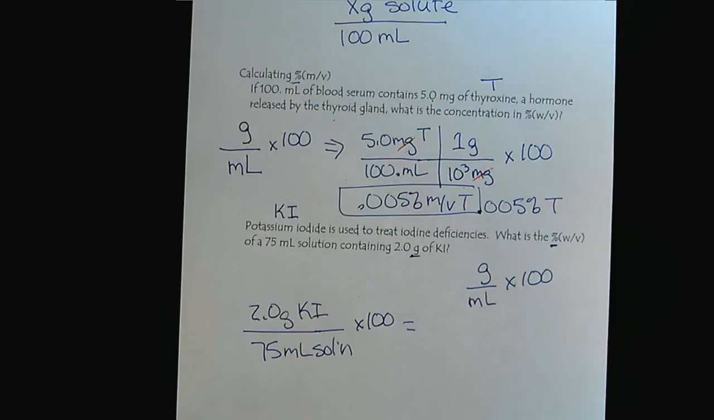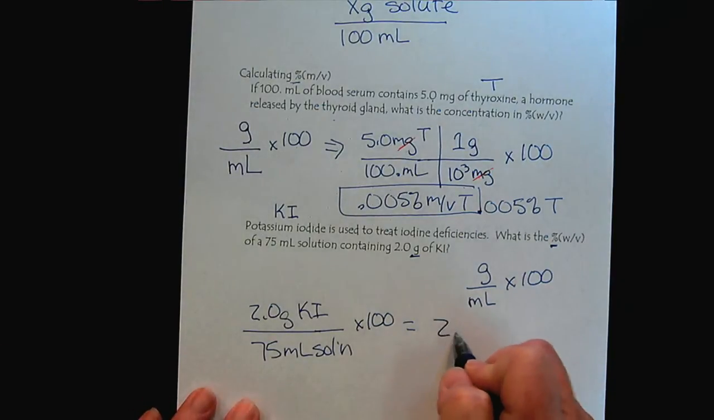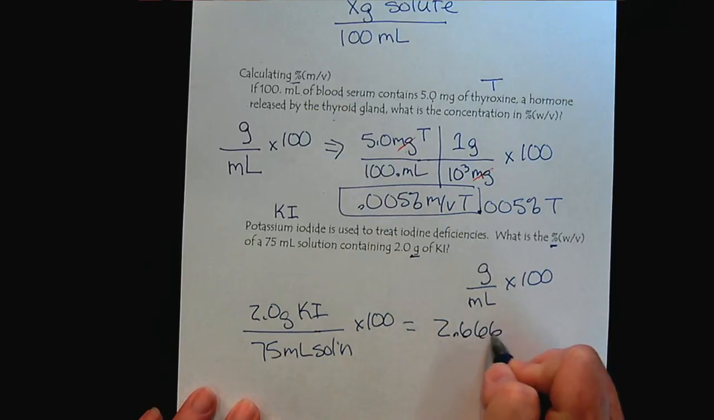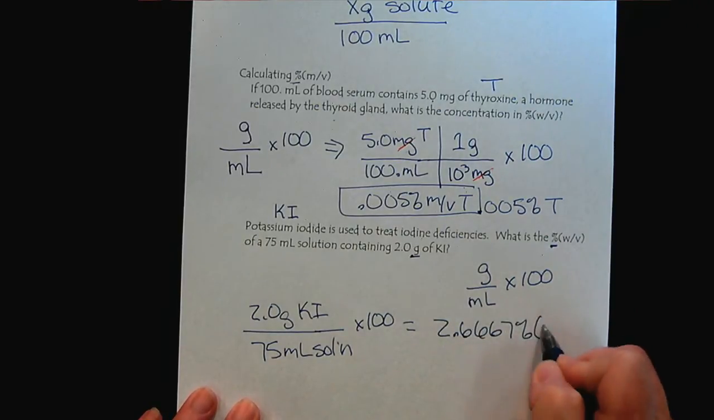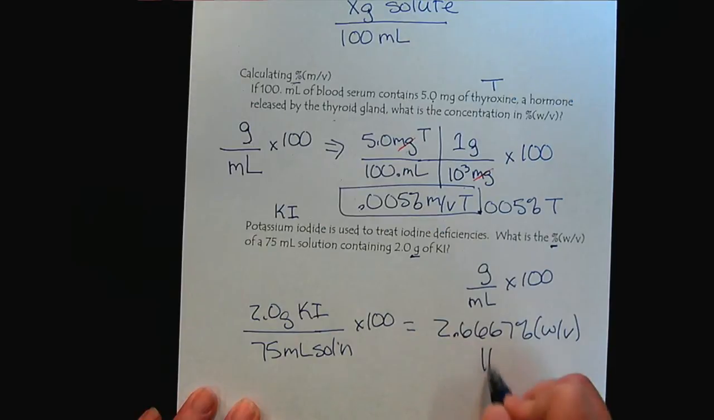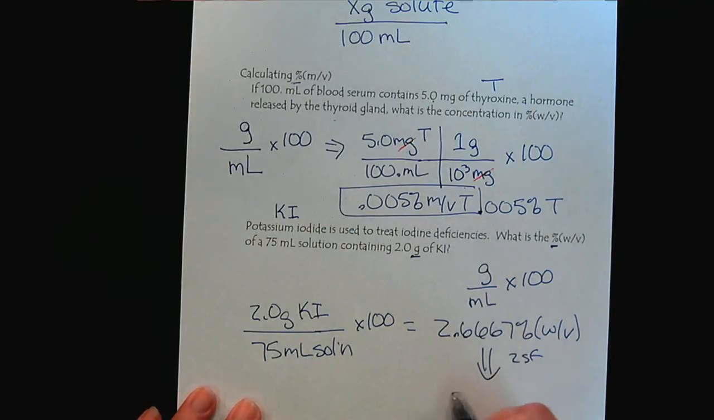And then we punch these values into our calculator, and our calculator tells us 2.6667% weight over volume. And then for sig figs, let's see here, we should have 2 sig figs, so 2.7% weight over volume.